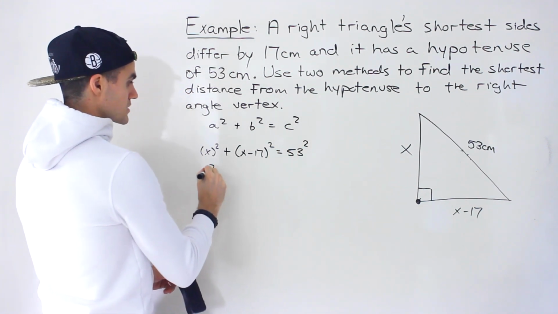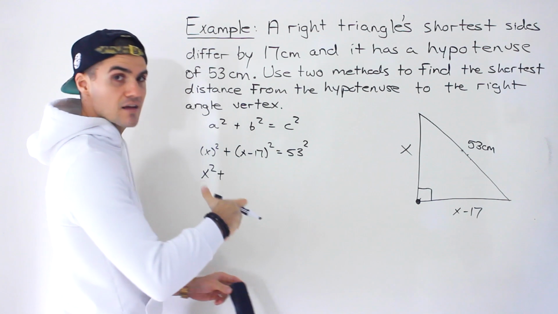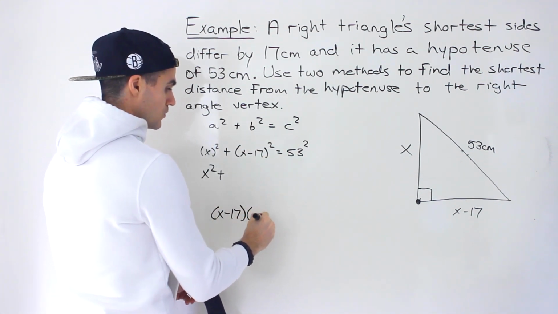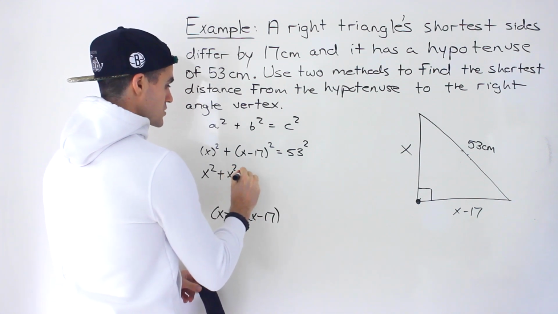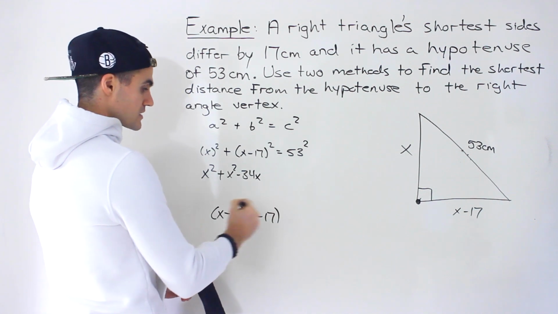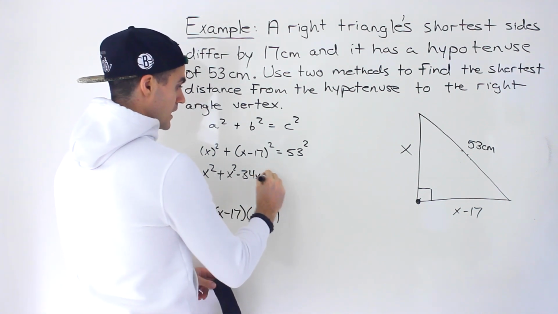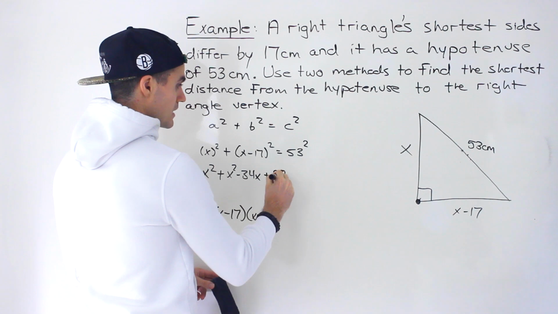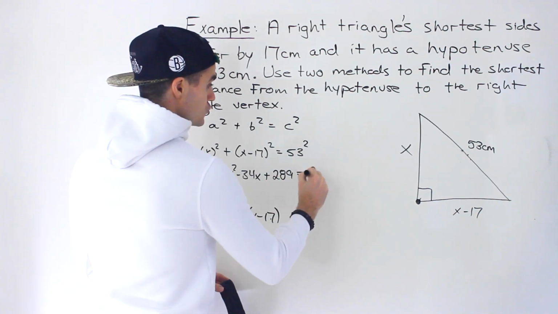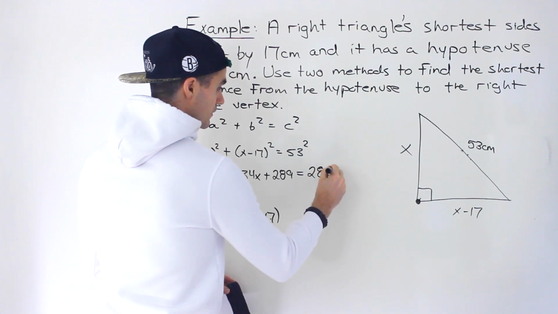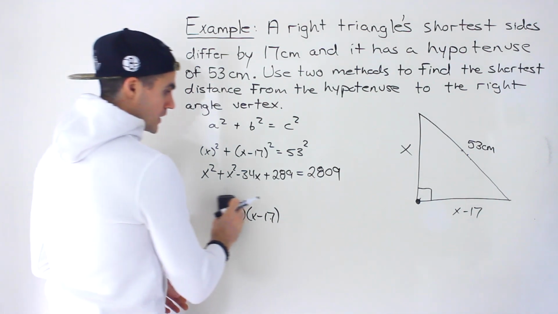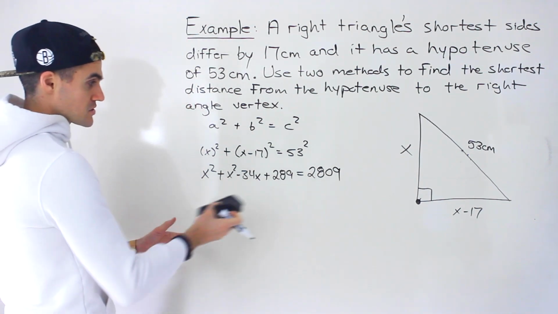So this would be x squared plus, now if we take x minus 17 times x minus 17, if we FOIL it out, you'd end up with x squared minus 34x. The negative 17x minus 17x simplifies to negative 34x. Then negative 17 times negative 17 gives us 289. And then 53 squared would give us 2,809, like that.